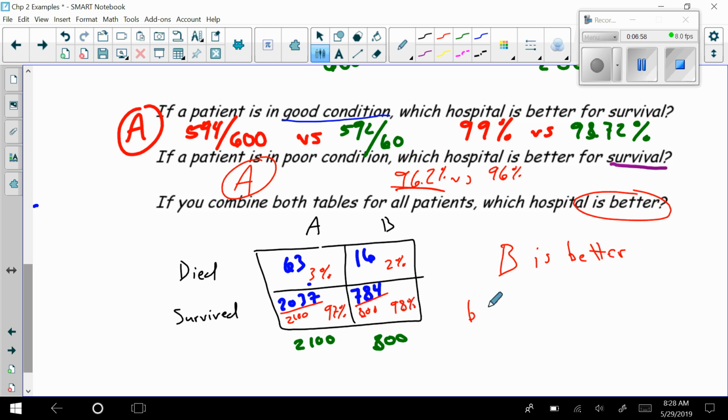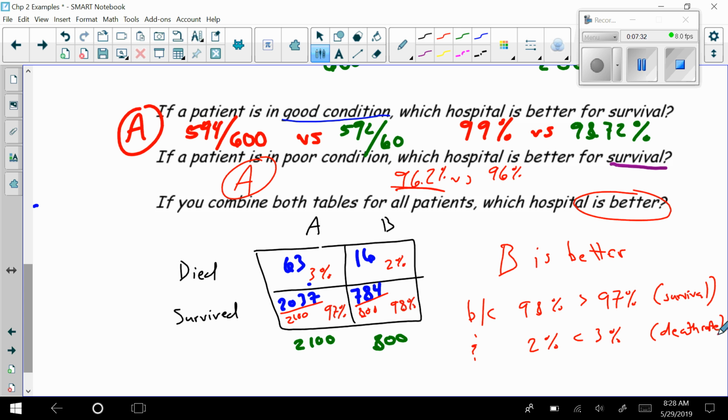And if I have to rationalize it, I would say because 98% is bigger than 97%, and this is survival, and 2% is less than 3% for death rate. Okay, so a couple different rationales, both of which would give the same idea.